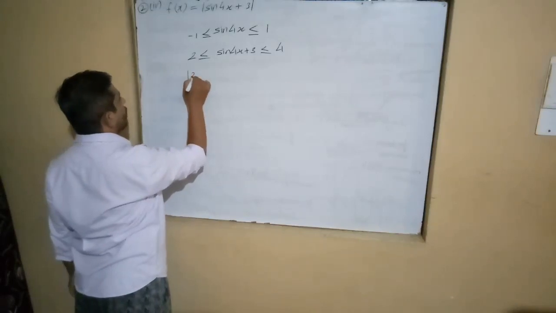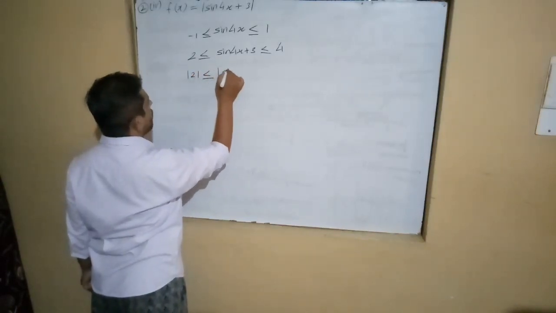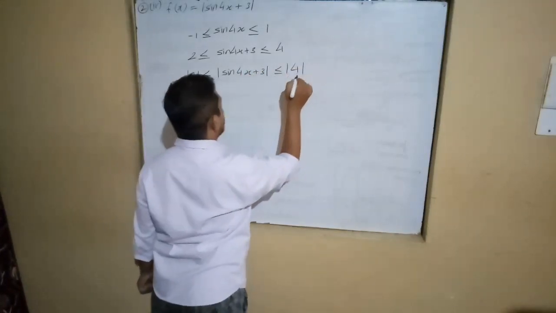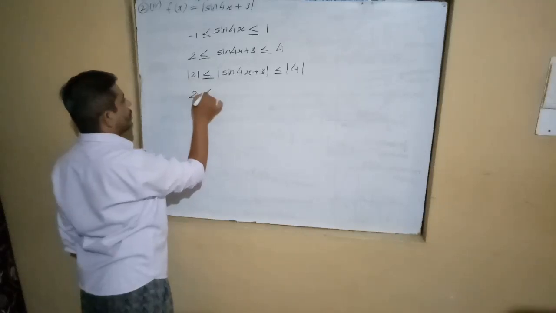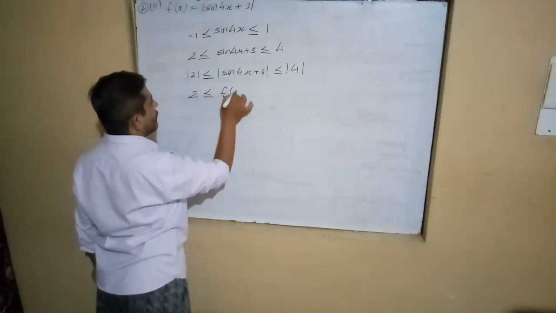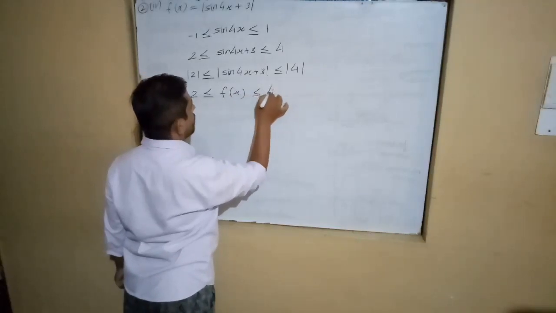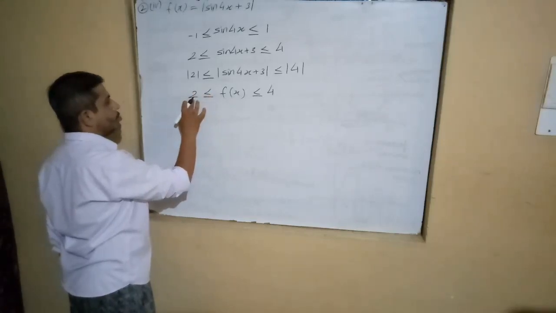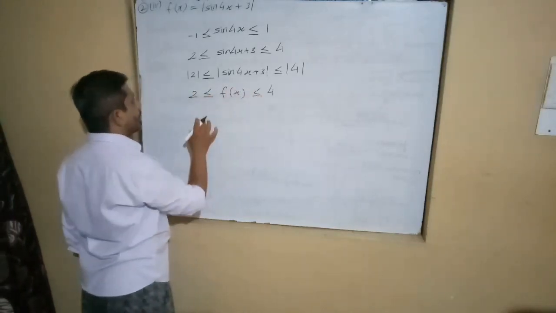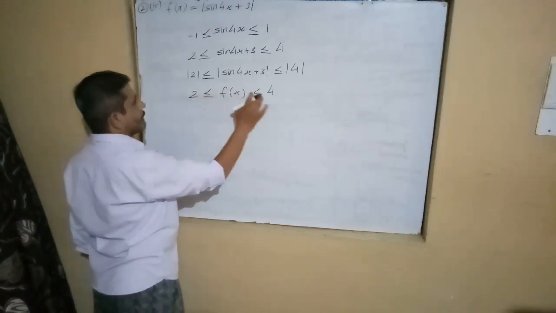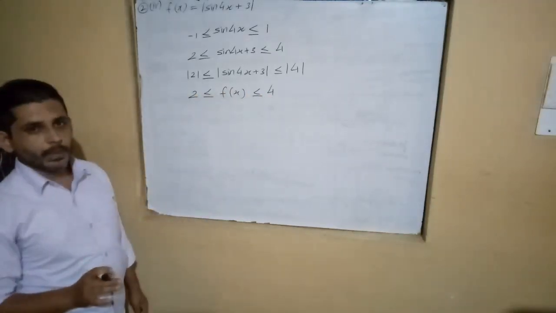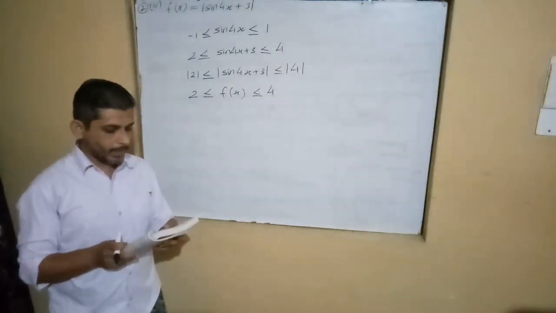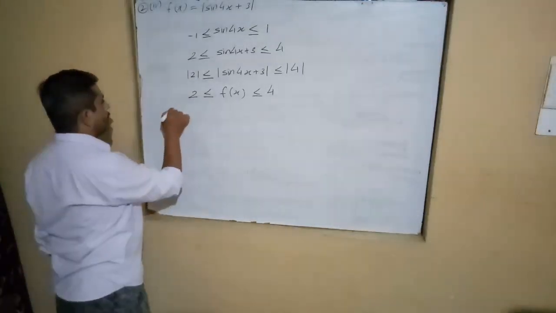So we use modulus: mod of 2, mod of sin 4x plus 3, mod of 4. Now after the modulus, mod of 2 is equal to 2. The value of this is f(x) and the value of this is 4. Now f(x), the function, is always greater than or equal to 2 and always less than or equal to 4. So this is the point of minima and this is the point of maxima. Clear? Now we have to find what? Maximum or minimum value.